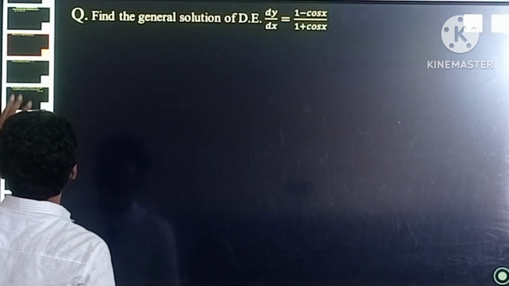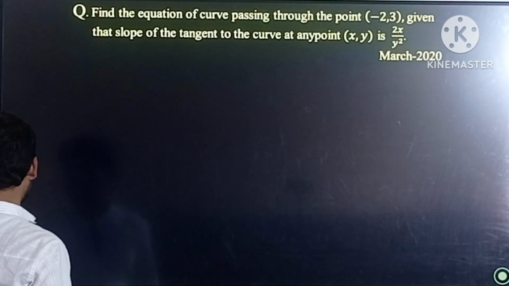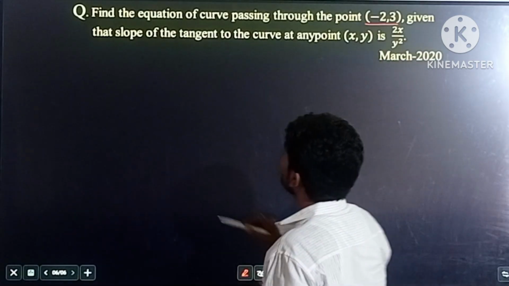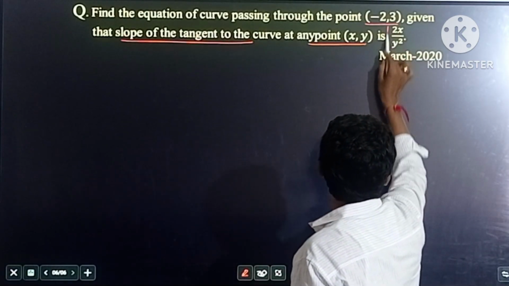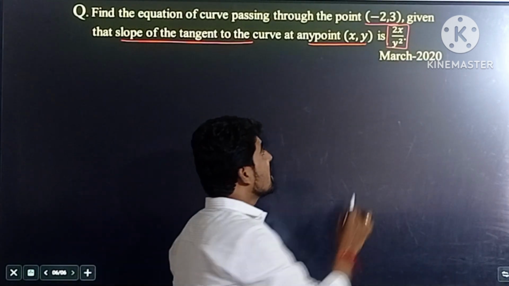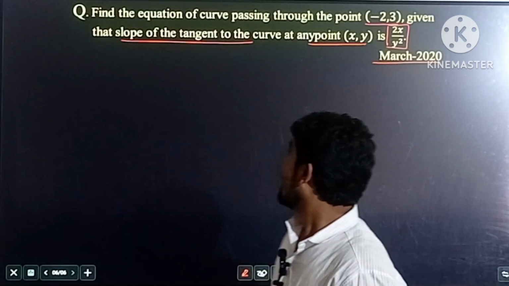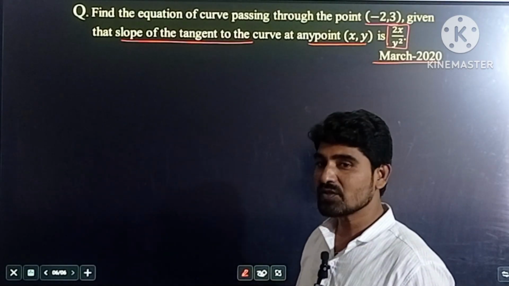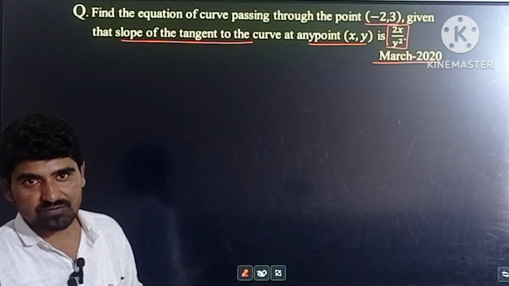And the next question is: find the equation of the curve passing through the point minus 2 comma 3, given that the slope of the tangent to the curve at any point x y is 2x divided by y square. This is one of the important questions asked in March 2020. And see here, he has not given any differential equation, but he has given some information. From that information, we need to form the differential equation first.